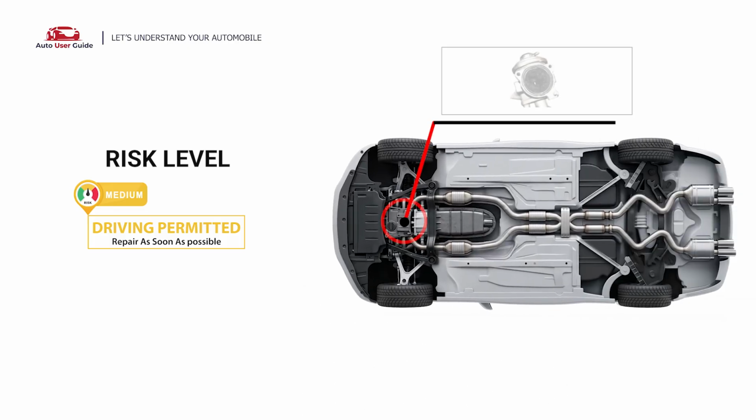This error code indicates exhaust gas recirculation, EGR, flow insufficient detected. This means your car's computer has found that not enough exhaust gas is being recycled back into the engine's intake manifold to lower combustion temperatures and reduce bad emissions. Under these circumstances, short-distance driving is permitted, but your vehicle should be repaired as soon as possible.